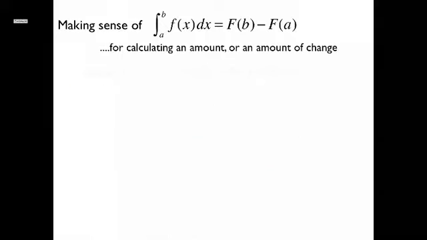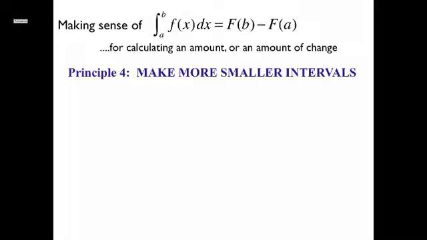All right. Principle 4. Make more smaller intervals. Why? What happens when you make more smaller intervals and recreate the simulated rate function?